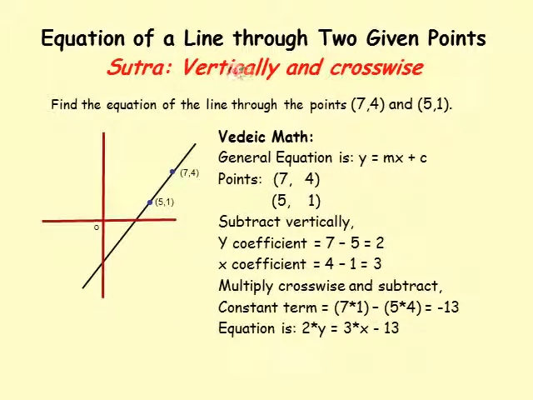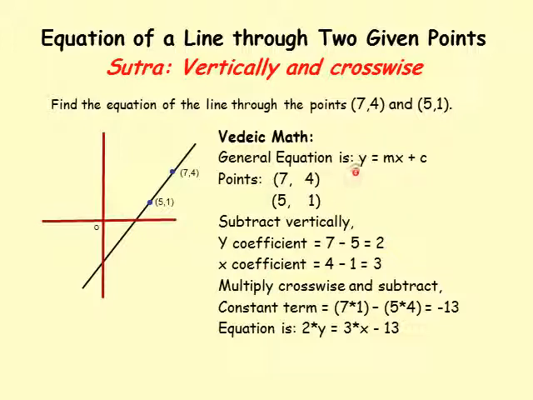In Indian math, we use the sutra vertically and crosswise. We still have the same two points, (7, 4) and (5, 1). We still have the same equation, y equals mx plus c. First we write down these two points, one above the other, 7, 4 and 5, 1. We subtract vertically, 7 minus 5 equals 2. That's my y coefficient. The y coefficient is delta x, 7 minus 5 is 2. The x coefficient I get from 4 minus 1. Vertically subtract, 4 minus 1 equals 3, that's my x coefficient.